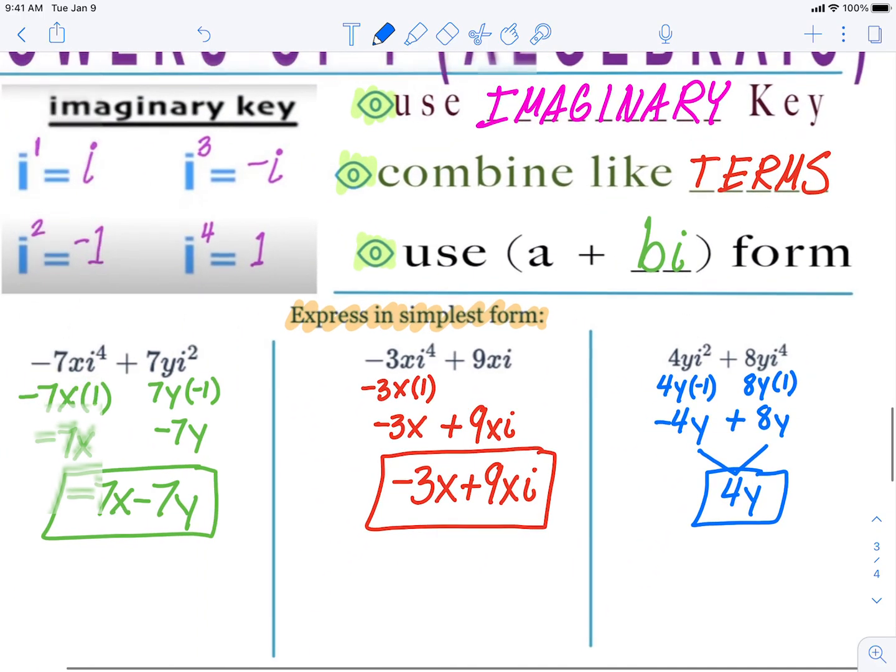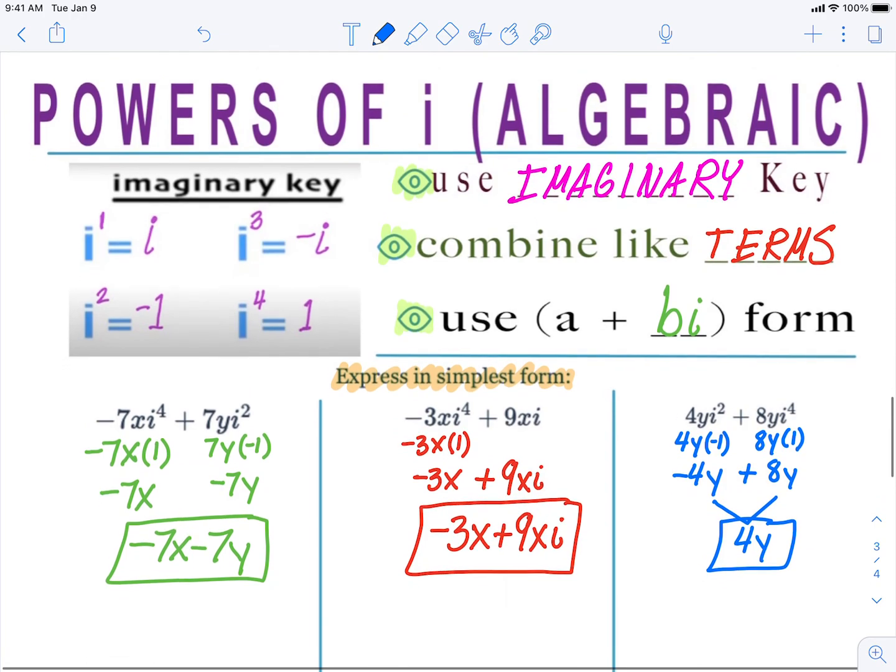And these, guys, are the notes for Powers of I Algebraic. Make sure you've written everything down. Make sure you rewind to answer questions. Okay? And you are good.